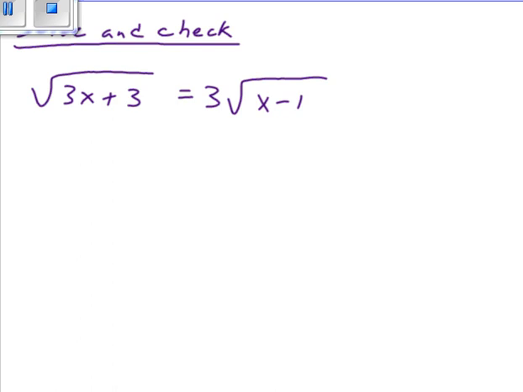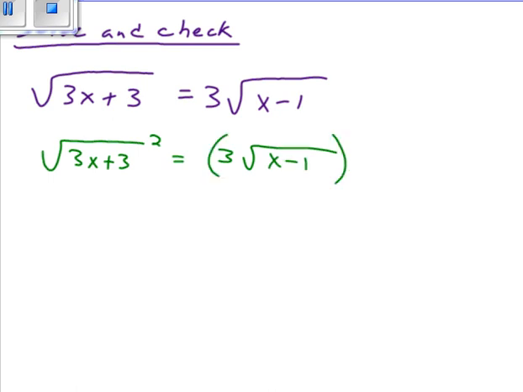So then I've got root 3x plus 3 equals 3 root x minus 1. Once again, I'm going to square both sides. Now this is a little bit unusual in that I do have a number outside, so that will have to get squared also. So that's going to be 3x plus 3. This will equal 9 times x minus 1. So what really happened here is I squared 3 and I squared root x minus 1.